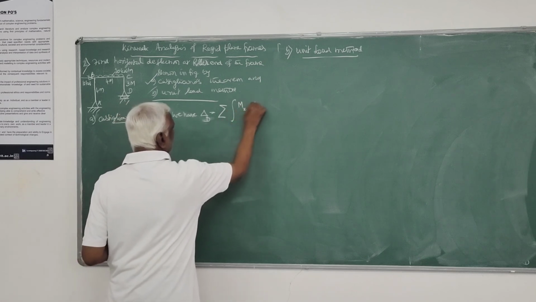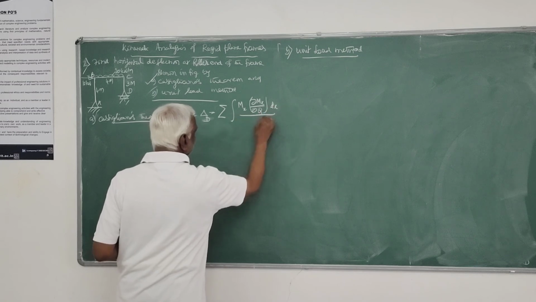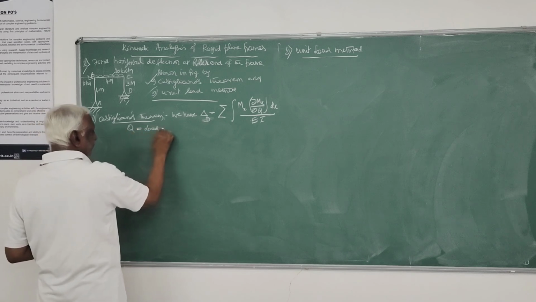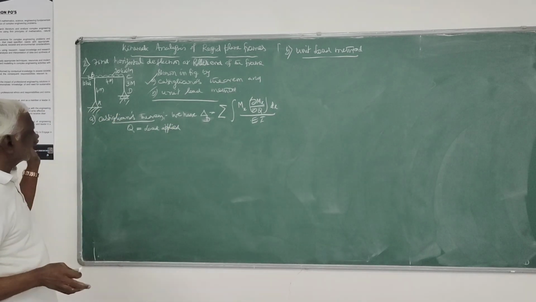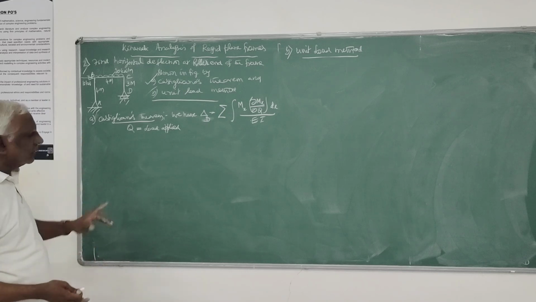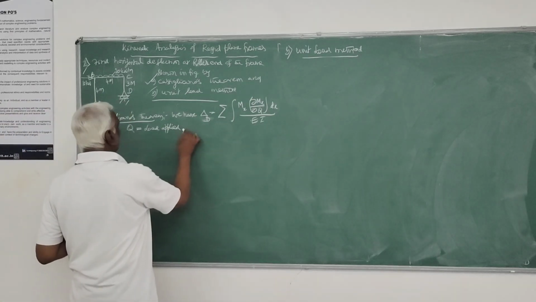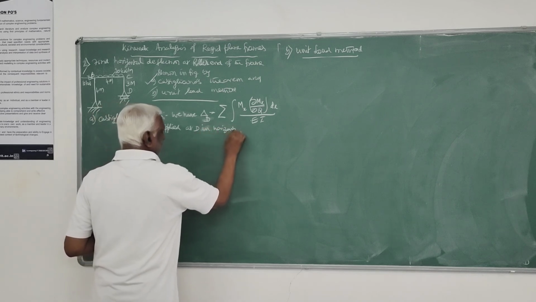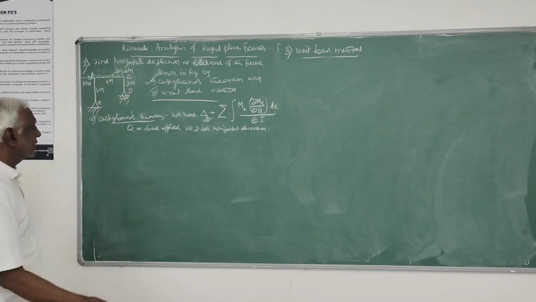It is integral of M_x, delta M_x by delta Q, dx divided by EI, where Q is equal to the load applied. You have to apply a load to find the deformation, whether it is horizontal, vertical or rotation. Rotation also you can call it Q, but it has to be a moment, that's all. So Q is the load applied at D in horizontal direction, because horizontal deflection is the one which is required.